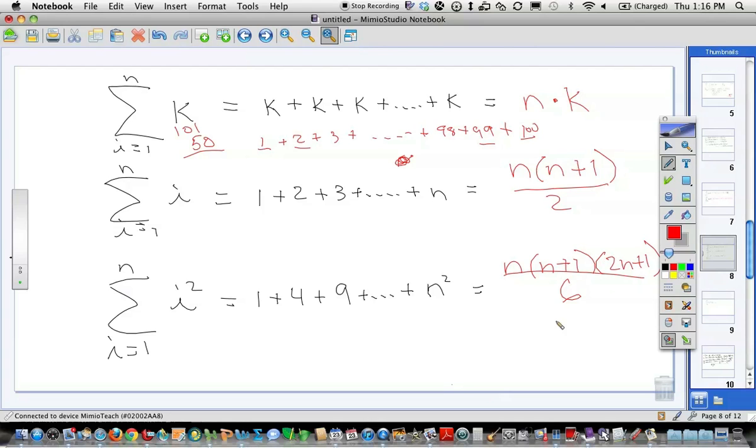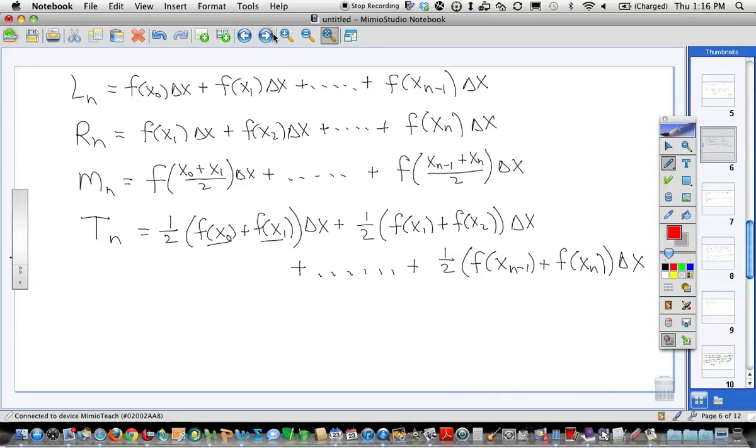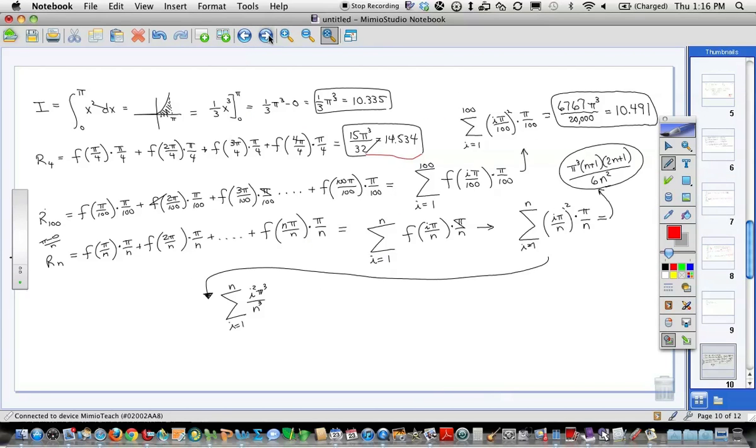Okay, so we're going to take those three formulas. You don't have to memorize them, you just have to be able to use them. And we're going to take those and we're going to apply that to where we're at right here. So, I've got this sigma.